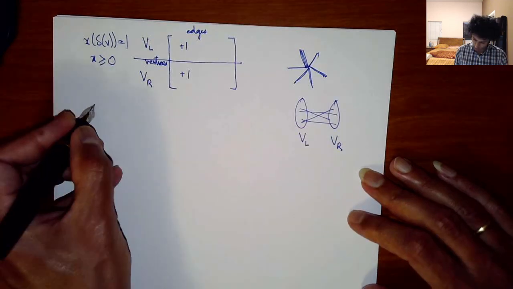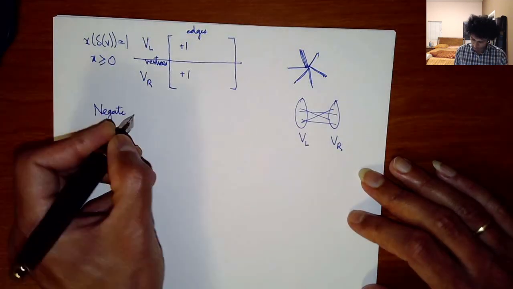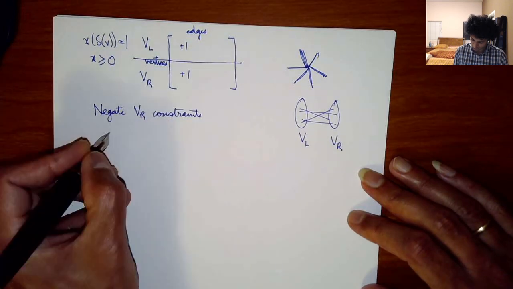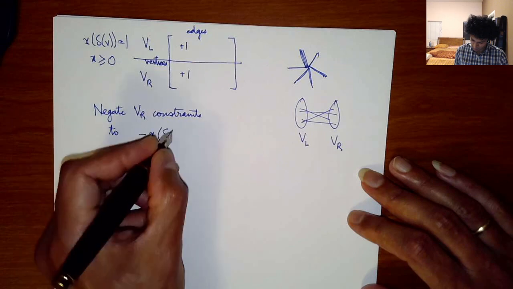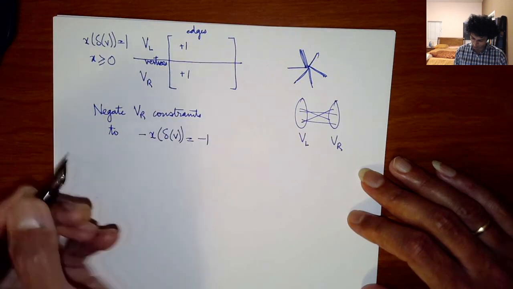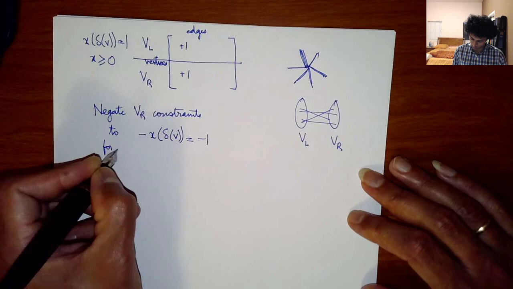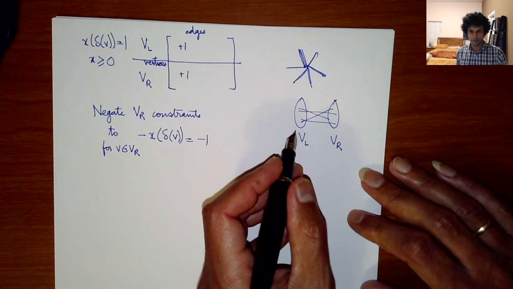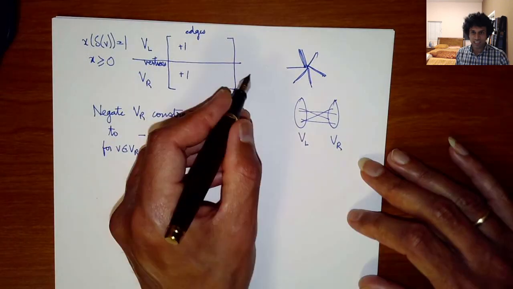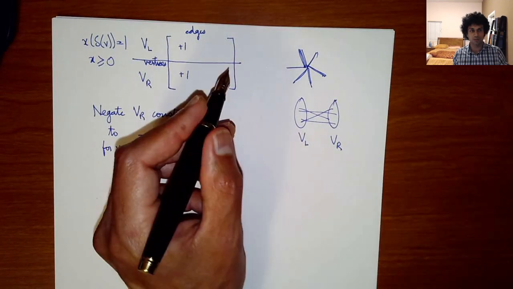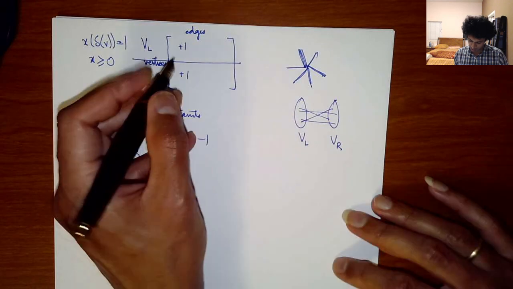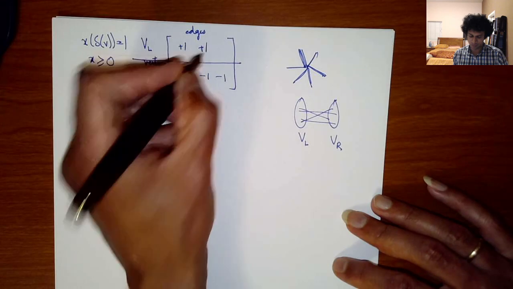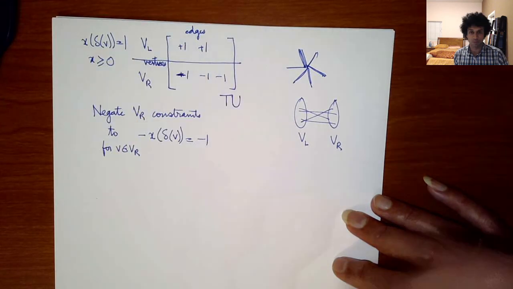So what I'll do is I'll simply negate the VR constraints to minus x delta V is equal to -1. So this is for V in the right side. And for all the left side, I keep them as they are. So essentially, I can negate all of these rows and keep all of those rows positive. So then I can negate these. And then again, this matrix is going to become totally unimodular.